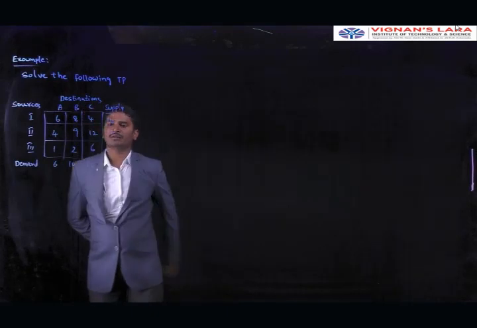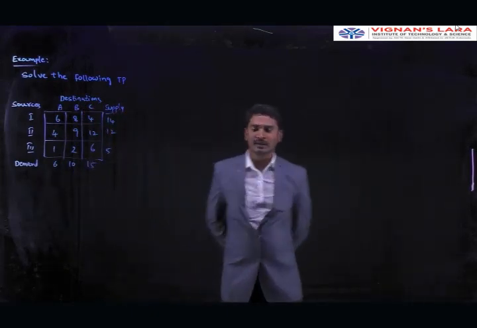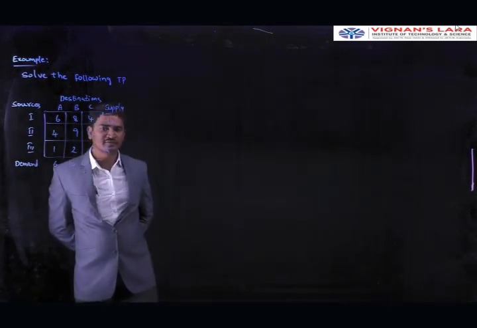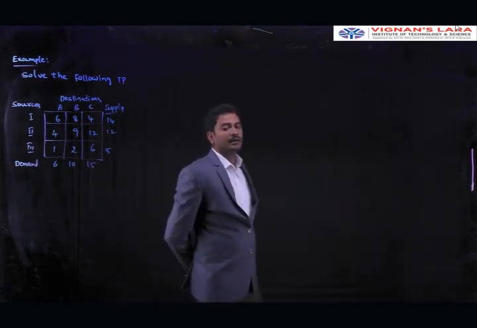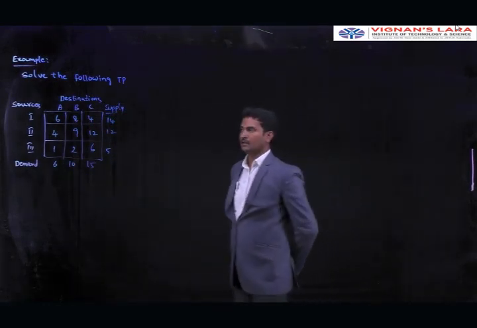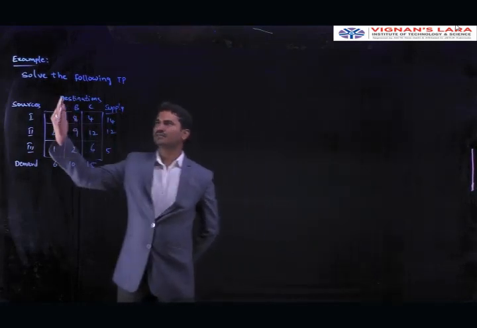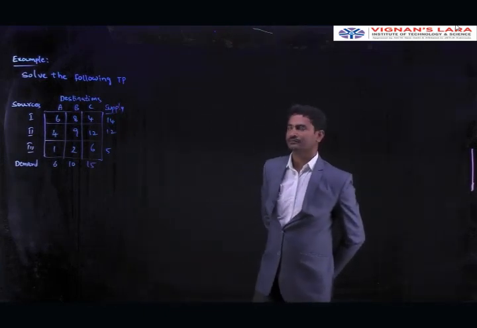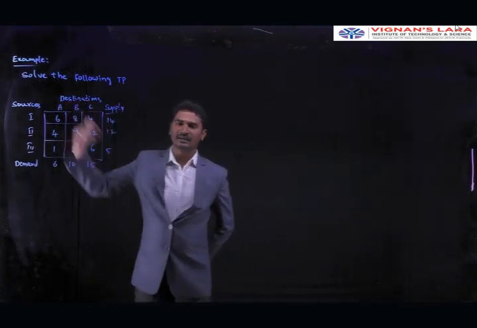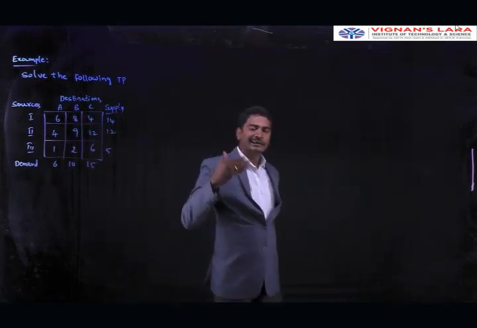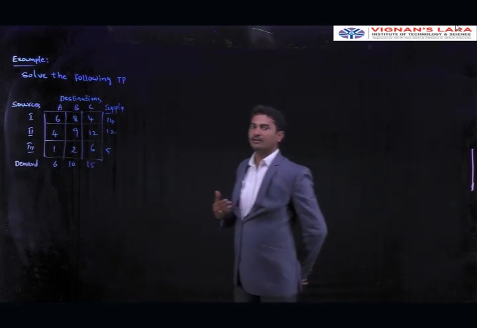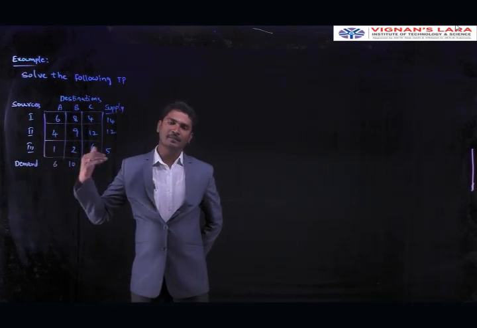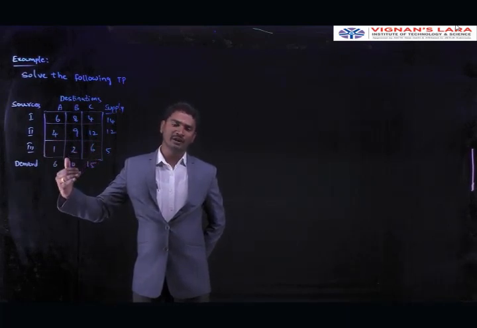In our problem they are given: solve the following transportation problem. It means they didn't give any solution. Which solution are we going to calculate? It may be the initial basic feasible solution or the optimal solution. We don't know initially from this problem. Which method are we going to apply? If they ask like this, we are going to calculate the optimal solution only. Here I am going to calculate the optimal solution with the help of the Modi method.